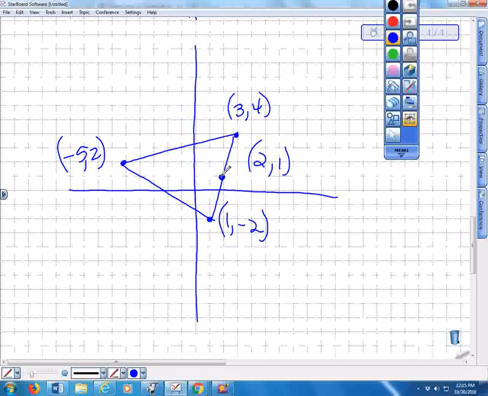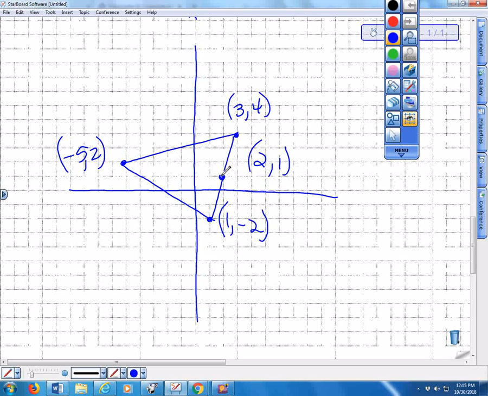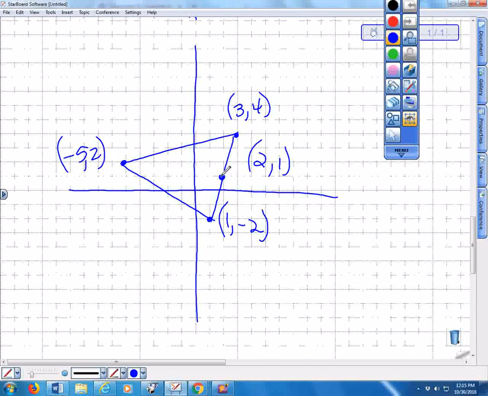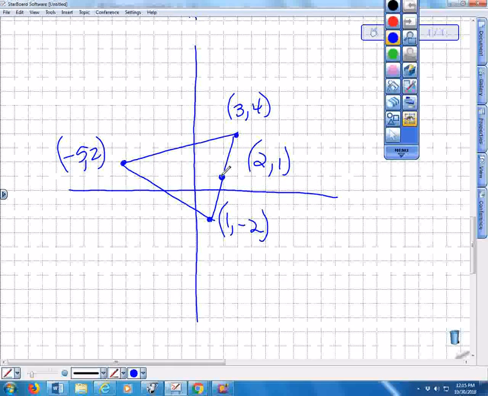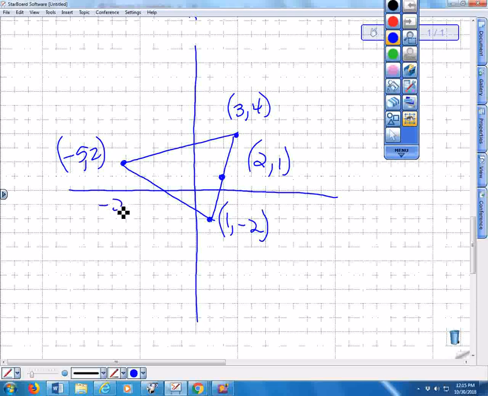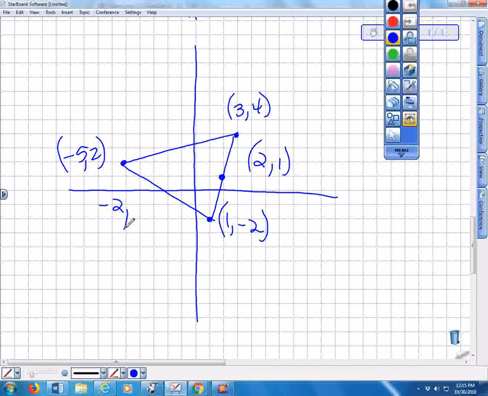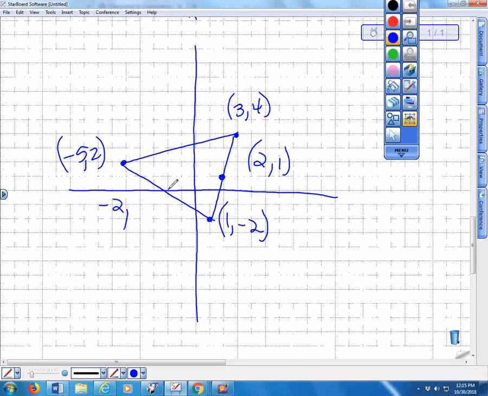So I've already got the midpoint of this side. Let's just pick the midpoint of another. Let's do this side here. So I take -5 plus 1 is -4 divided by 2, -2. And then I take 2 minus 2, 0 divided by 2 is 0. So it's just -2, 0. Pretty close there.